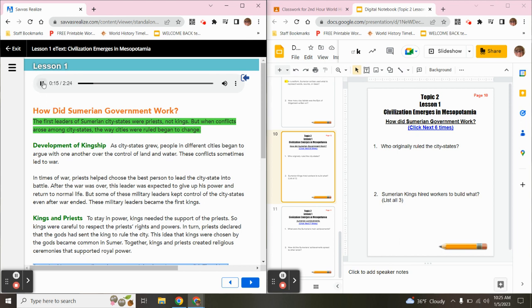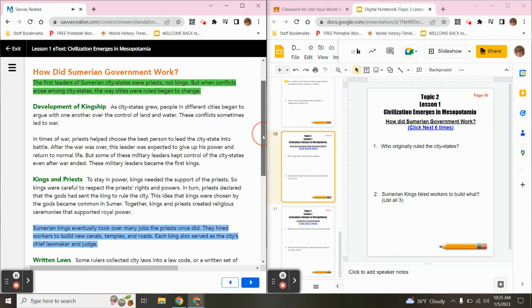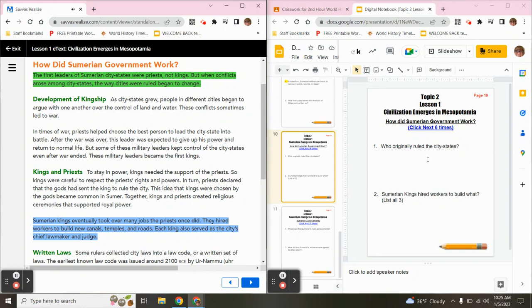Let's continue on. Development of kingship. As city-states grew, people in different cities began to argue with one another over the control of land and water. These conflicts sometimes led to war. In times of war, priests helped choose the best person to lead the city-state into battle. After the war was over, this leader was expected to give up his power and return to normal life. But some of these military leaders kept control of the city-states even after war ended. These military leaders became the first kings.